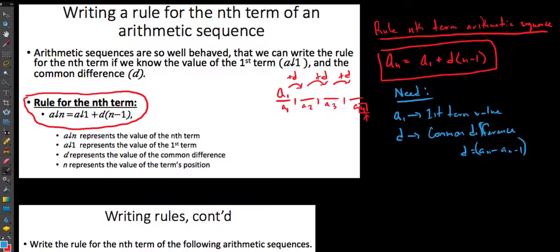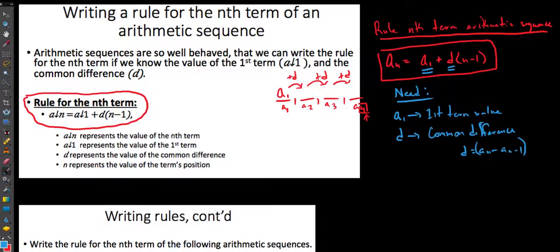I only mention that because not all the time do we have the common difference just given to us. We have to do a little bit of side work to figure out what it is. So this is kind of a neat thing. Because they're so well behaved, we can write a rule very easily just using the first term value and the common difference. Then it becomes just sort of a plug and chug.